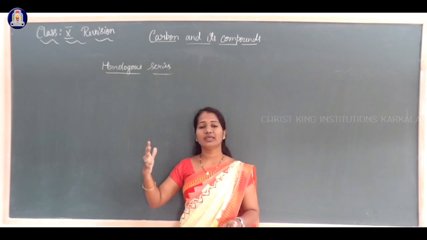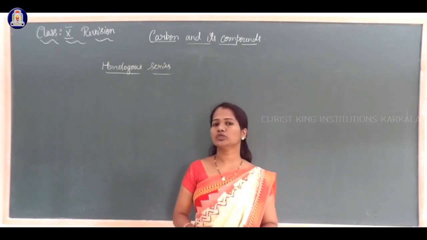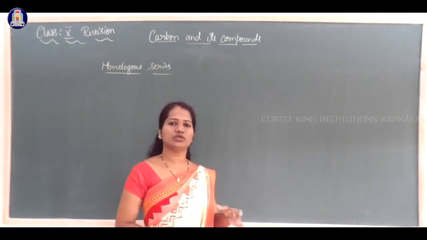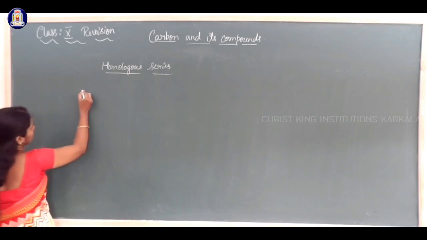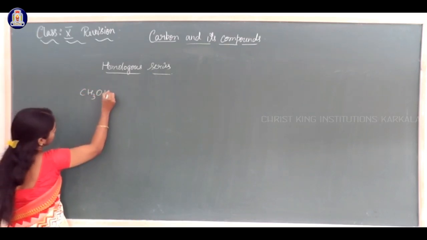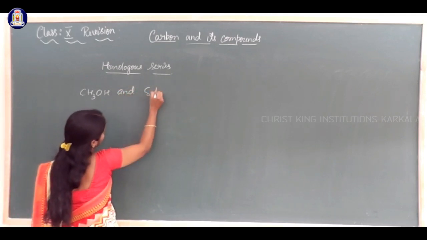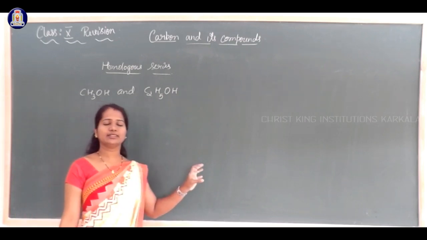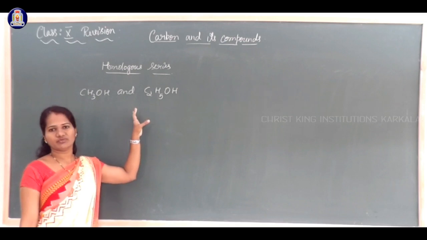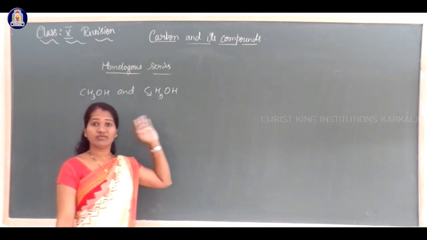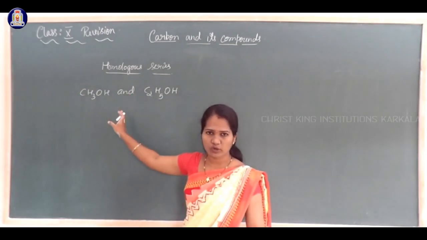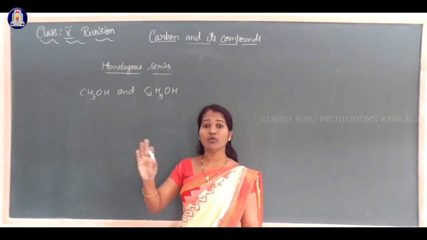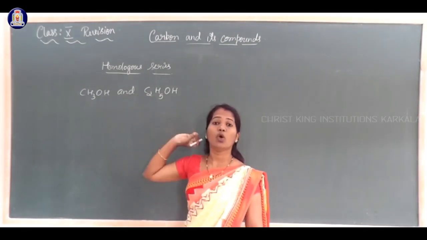So how can we justify that the given compounds show homologous series? For example, you may get a question like this. Two compounds are given, CH3OH and C2H5OH. So these are the two compounds. The question may be like this: what is the functional group of these compounds and whether these compounds show homologous series? Justify your answer. How do you say these compounds show homologous series?